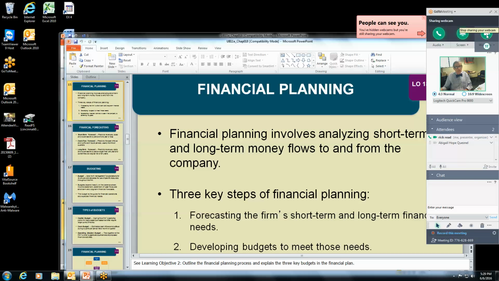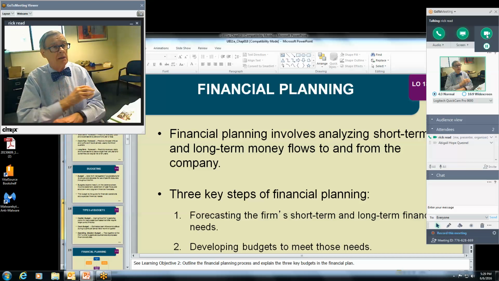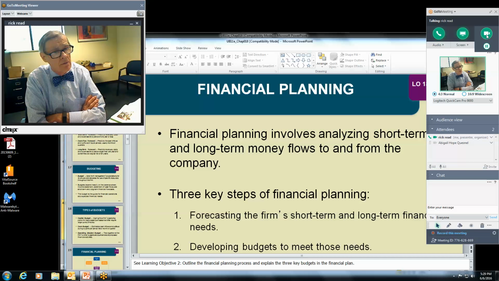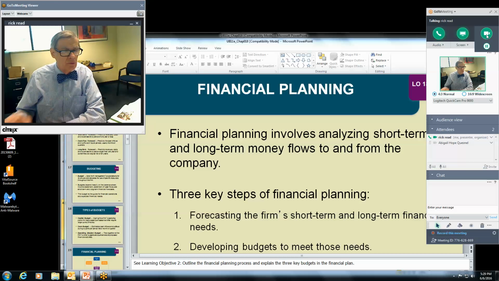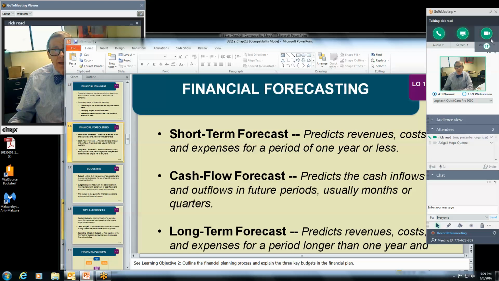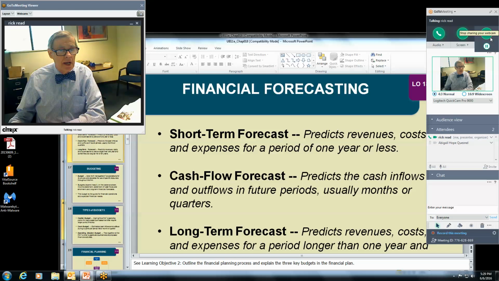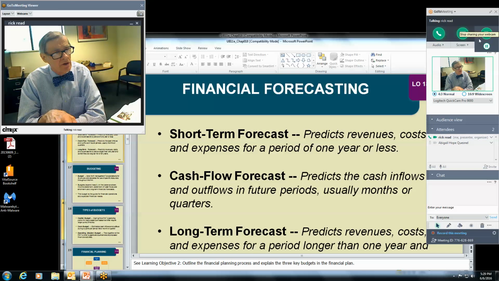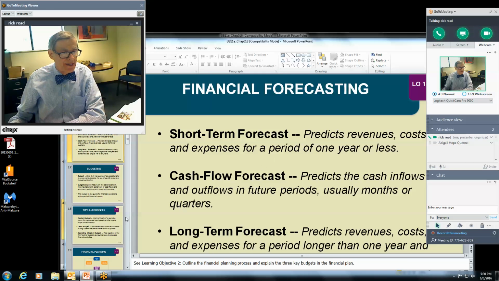Financial forecasting, financial planning. We have to think about long-term and short-term. Short-term is usually a year or less. Long-term can be 5 years, 10 years, sometimes even as much as 20, although you rarely see it go out that far. And I just told you pretty much what's on this slide. And notice that cash flow forecast tells us what's coming in a relatively short period of time, usually quarterly. Long term, something more than a year.